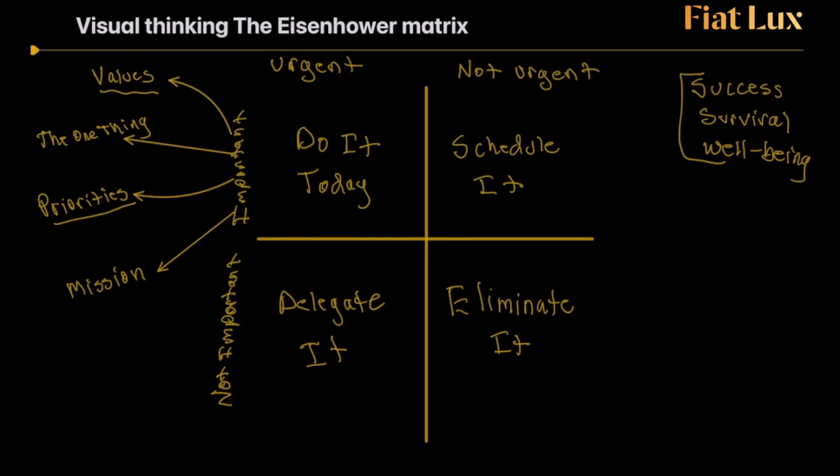So this particular mental model is going to help guide you through how to know your priorities, your true priorities, from imposters, and know that importance and urgency are not synonymous, and focus on those things that are going to lead you to success, to survival, and to your ultimate well-being.